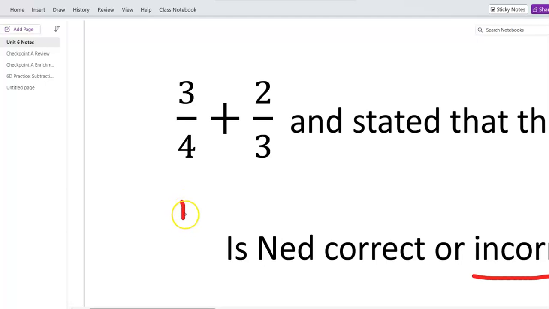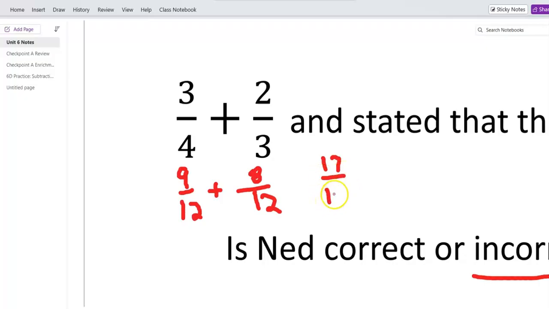Instead, we should get a common denominator of 12 and then add these together. So if I make the 4 become a 12, that means I multiplied it by 3. So I'd have to multiply the top by 3 as well and get 9. To make the 3 become a 12, that would be multiplied by 4. So then we would have to multiply the top by 4, which is 8. And 9/12 plus 8/12 is 17/12, which is an improper fraction, so we need to make it 1 and 5/12.